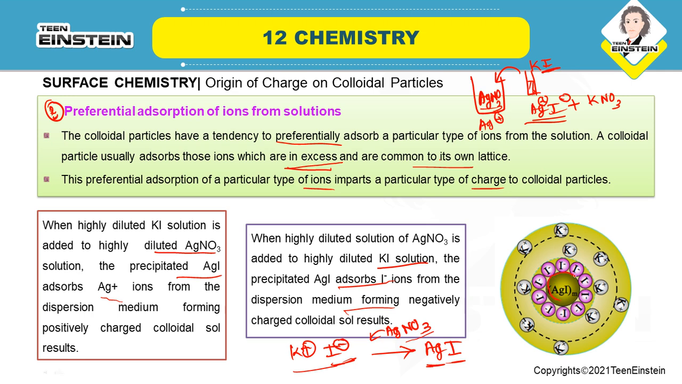Here we have AgI sol and K+ I-, as I- is present in excess. So that is why it is adsorbed, and as a result we are getting a negatively charged colloid. So these are the three ways by which charge may originate on the colloidal particle surface.